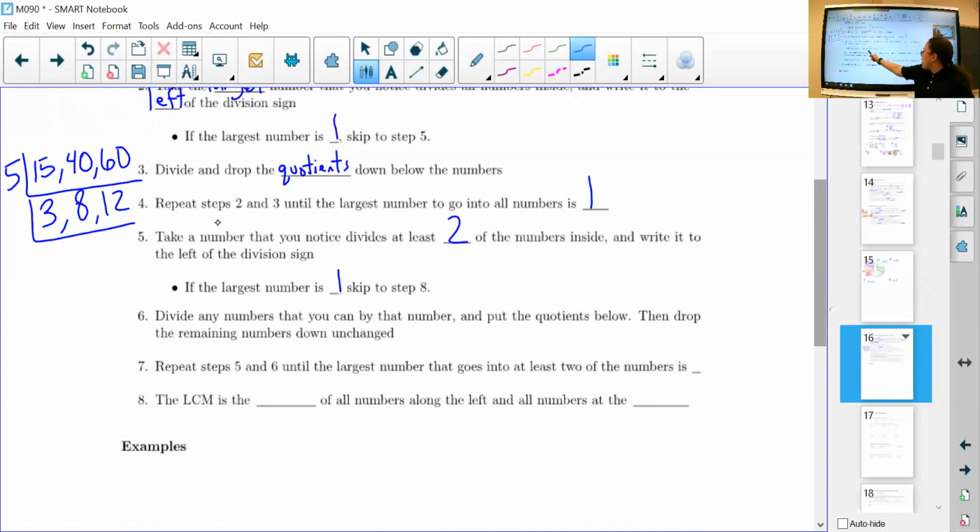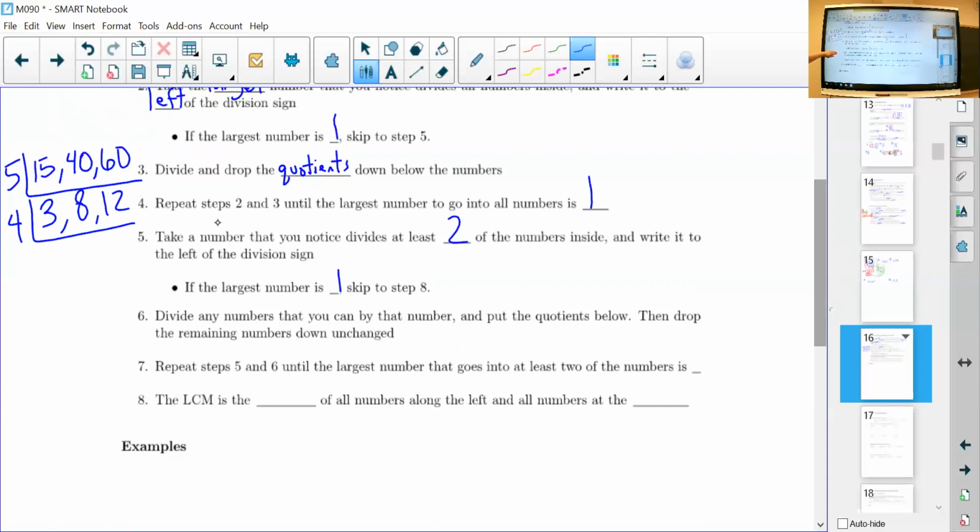So I go down to step 5, and I look at a number that divides at least 2 of those. And I see, oh, 8 and 12. Could say they have a 2 in common, or I could even say they've got 4 in common. The 4 will get me done a little faster, so I'm doing that.